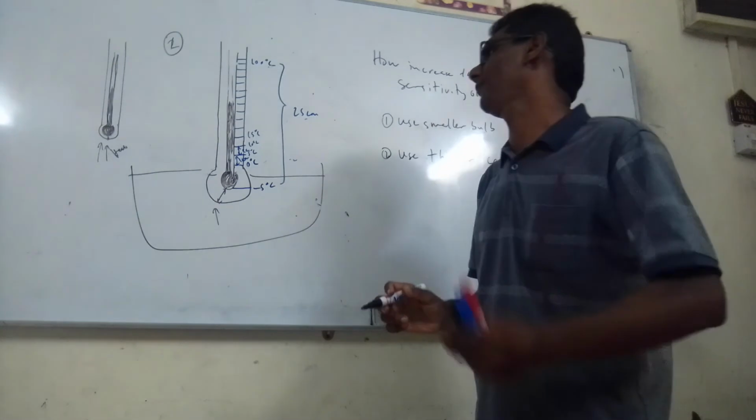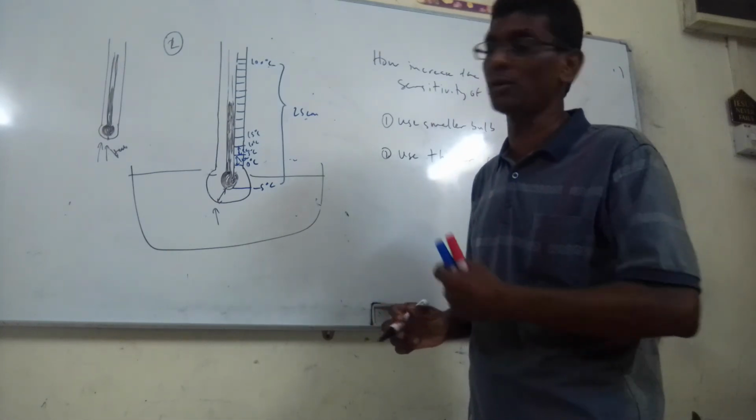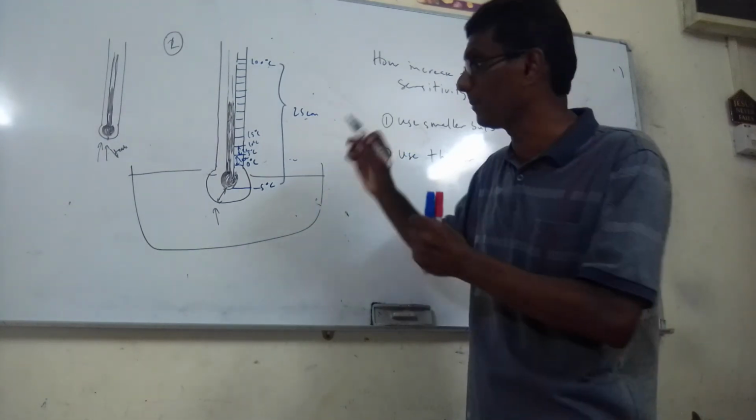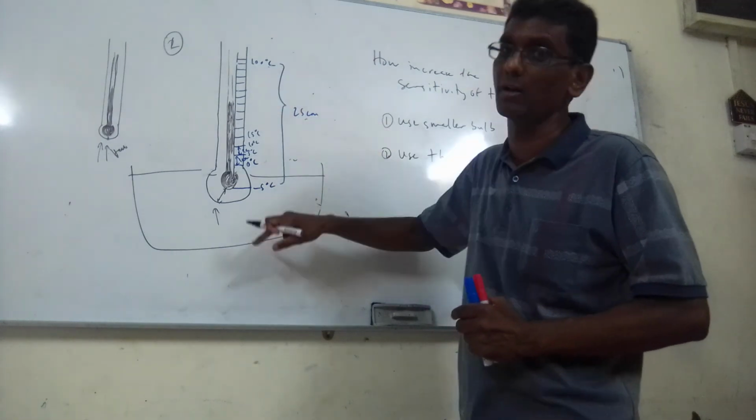And the fourth reason, it is opaque. Opaque means it's not transparent, so the mercury rising up and coming down can be seen from outside.